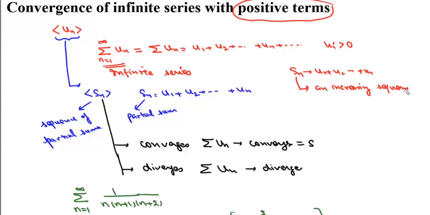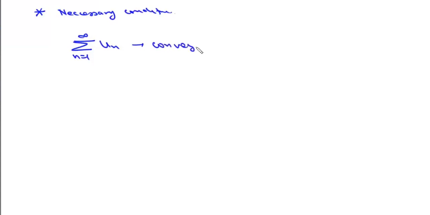So for this infinite series with positive terms, the sequence of partial sums will be a monotone sequence. Now for an infinite series, there is a necessary condition that must be followed for convergence. And the necessary condition is, if this series, the summation n varies from 1 to infinity of un, converges, then this limit as n tends to infinity of un must be 0.